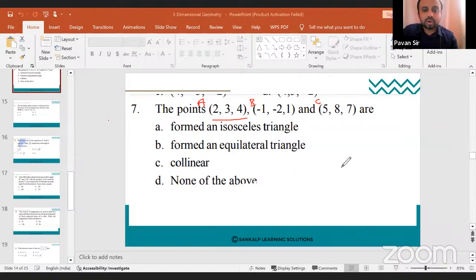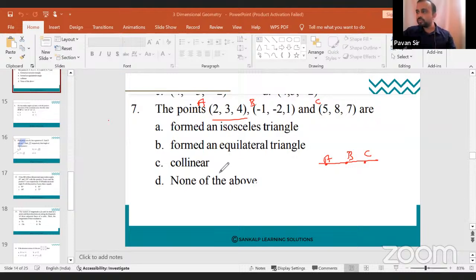Collinear means all three points must lie on the same line, A, B, C. These coordinates must lie on the same line, then only it is called collinear. Non-collinear means the three points do not lie on the same line. Plane is correct, but line is not right.